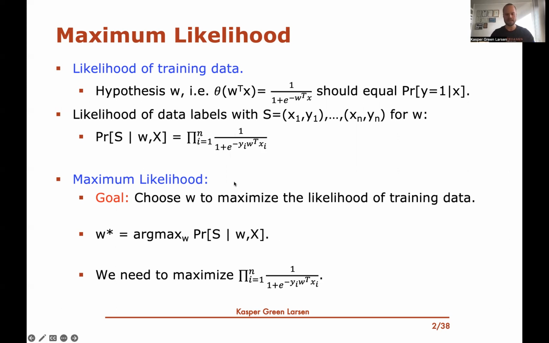And then the idea is that we would like to choose the W, the hypothesis that maximizes the likelihood of seeing this training data. So we really want to return the W star that maximizes the probability of seeing S given W and X, which means we have to maximize this expression down here by choosing W appropriately. Okay, so we'll try to see how we can do this.